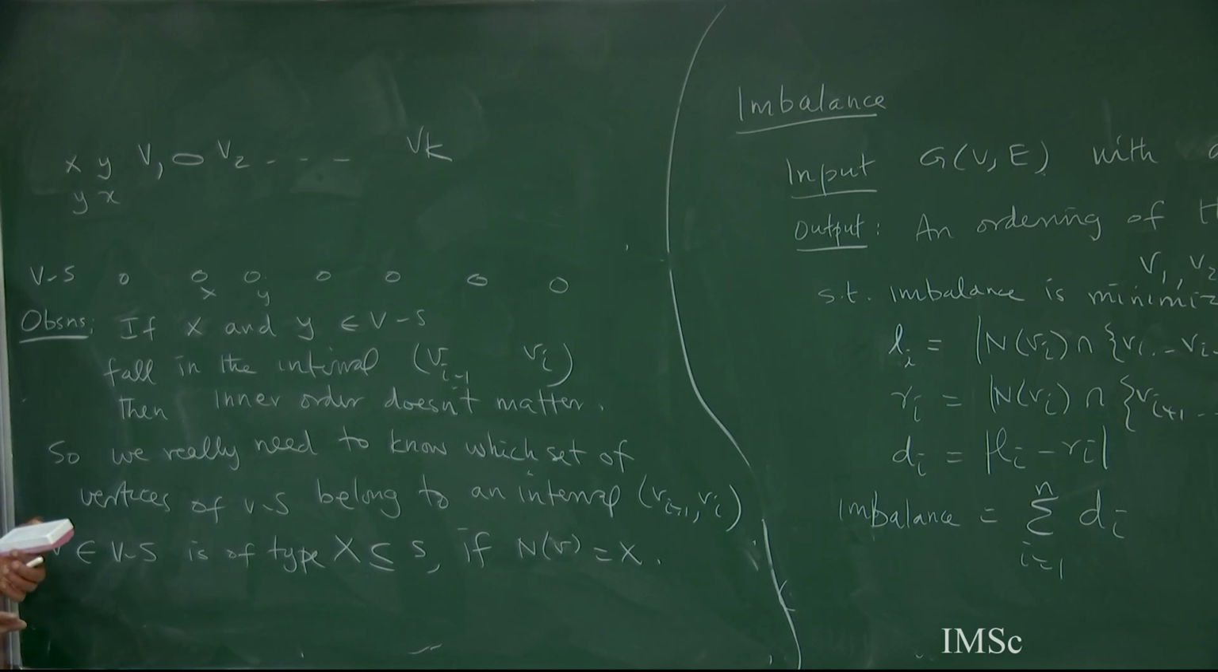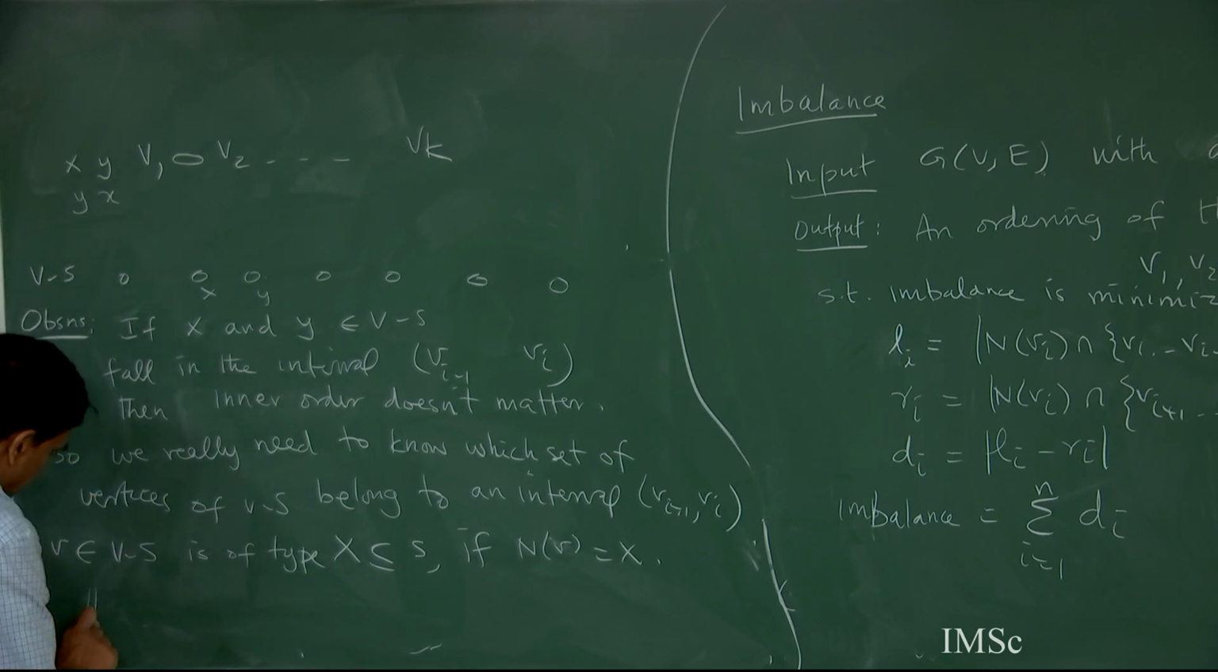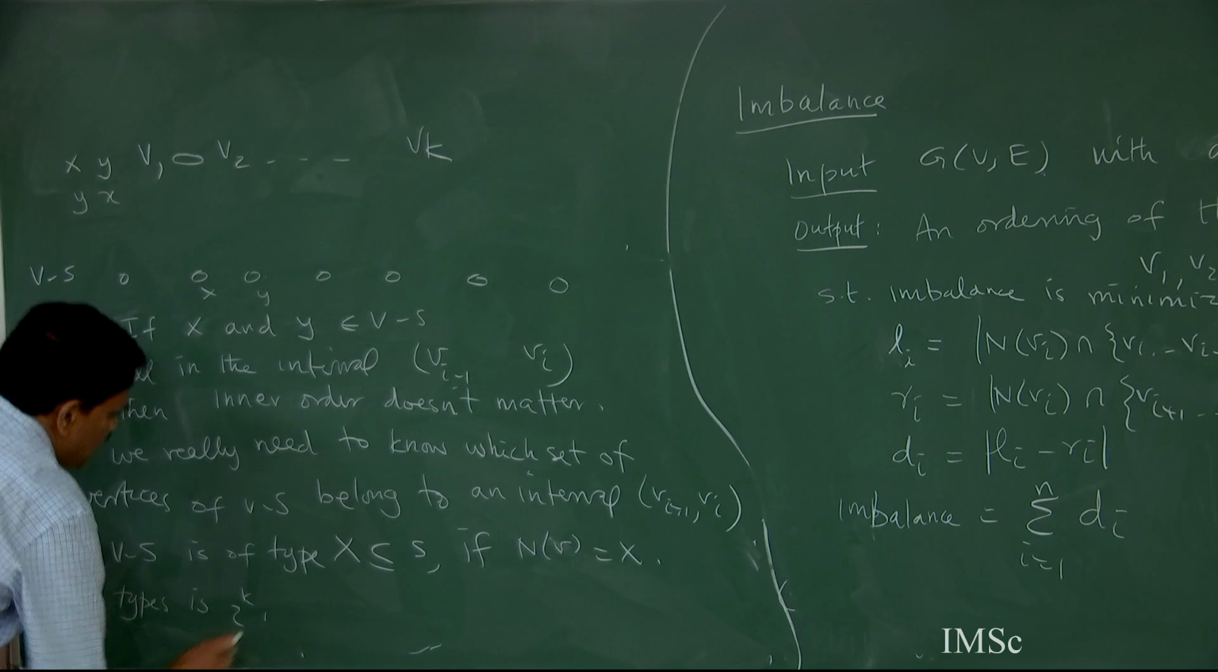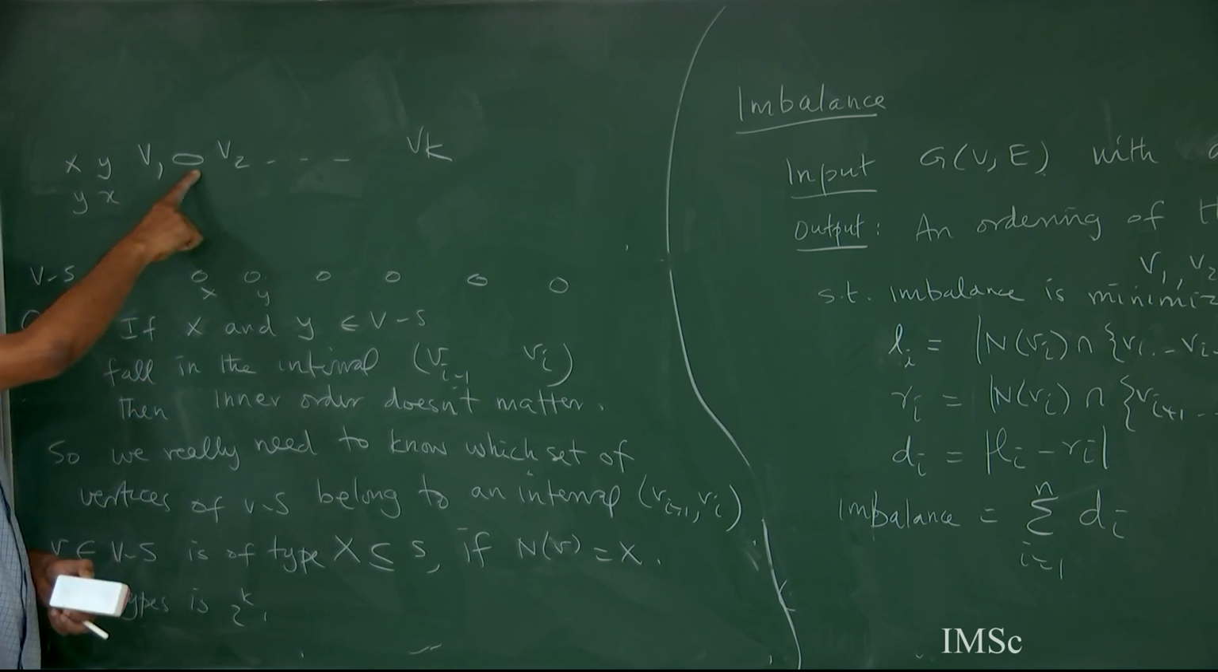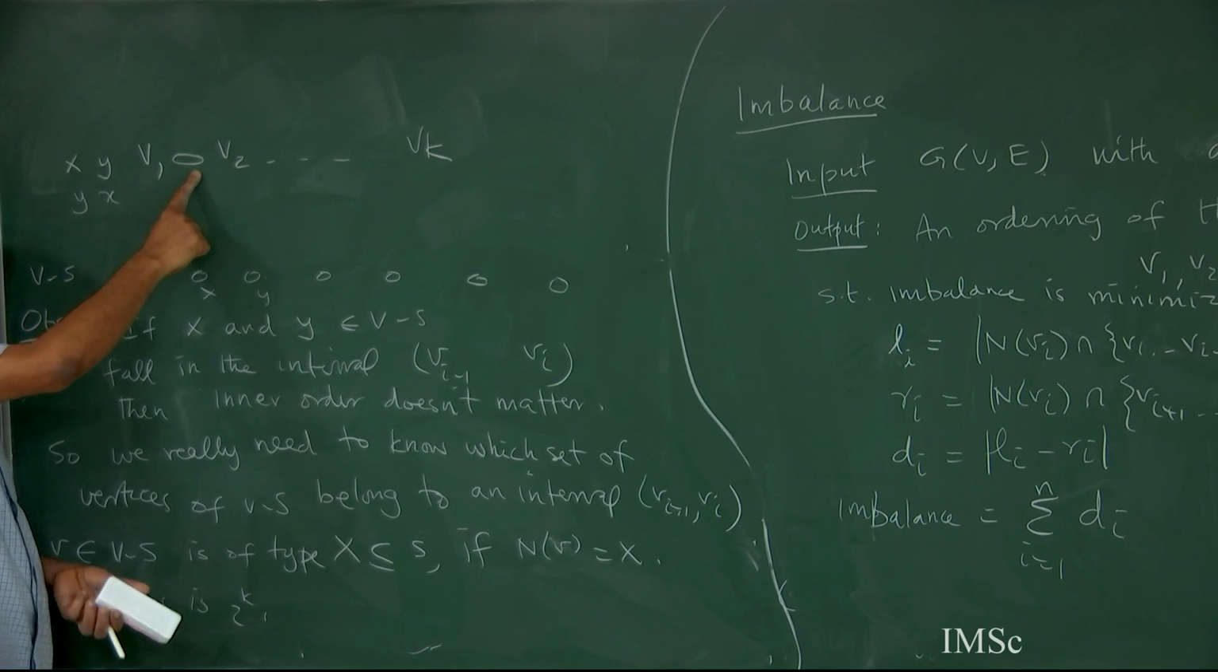How many types are there? Good, right? That is another function of k. So the number of types is bounded, and now I am trying to come up with some equivalence class. I am just saying if there are 10 vertices of the same type, and in my optimum solution I decided 3 of them belong to this interval, does it matter which 3 belong here?